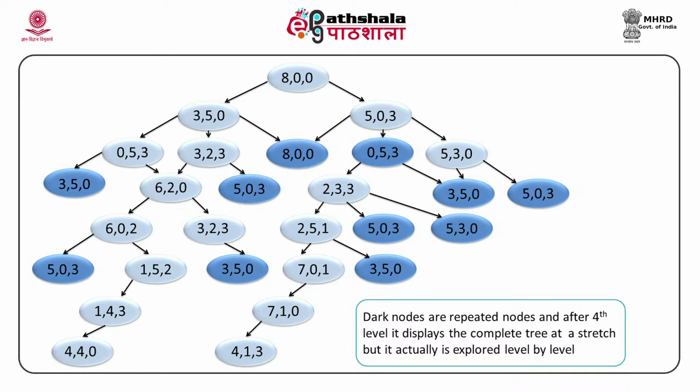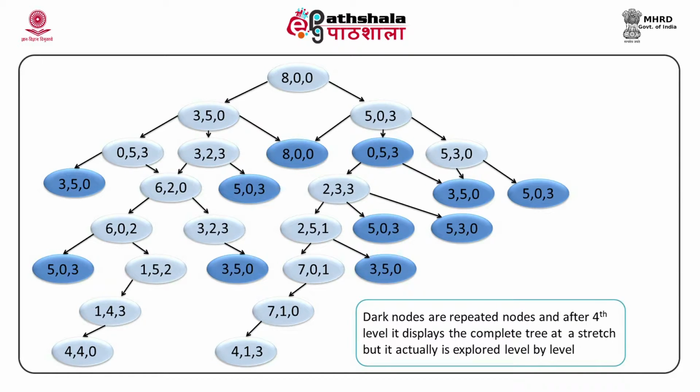What I do is I pick up a root node, explore all children of it, next level explore all children of those children, and so on and so forth. That is the breadth first search. Dark nodes, here it shows that dark nodes are either repeated or something which is already explored.